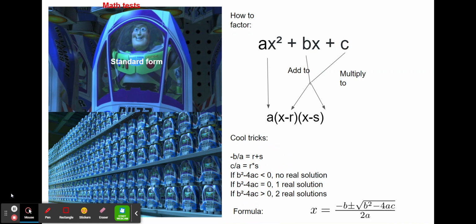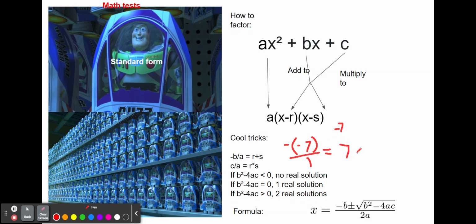Next, we have some nice tricks you can do with all this information. Minus b over a will always equal the roots added together. For example, if you had the earlier equation, we remember b was minus 7. So if we have minus b, it's going to be minus minus 7 over 1, and that is going to equal positive 7.